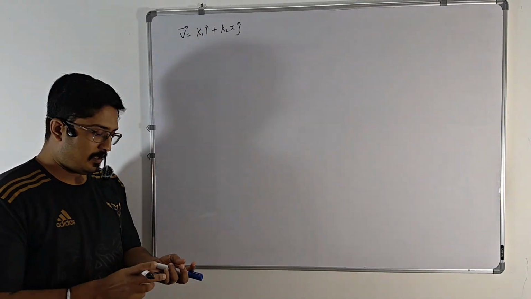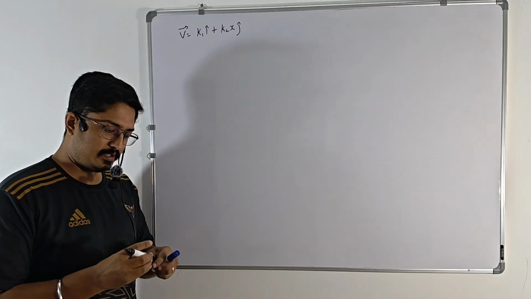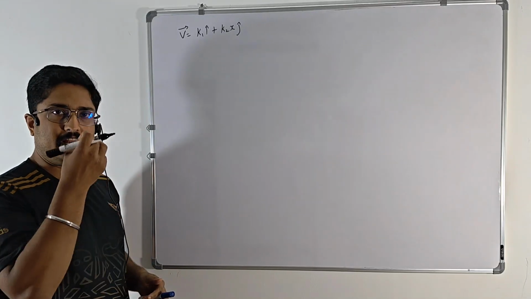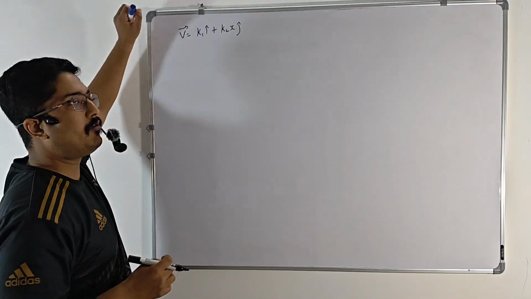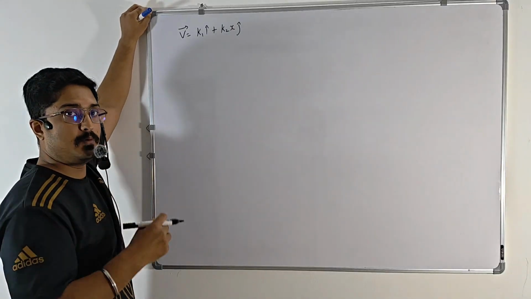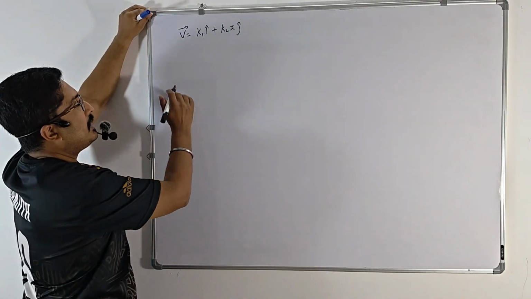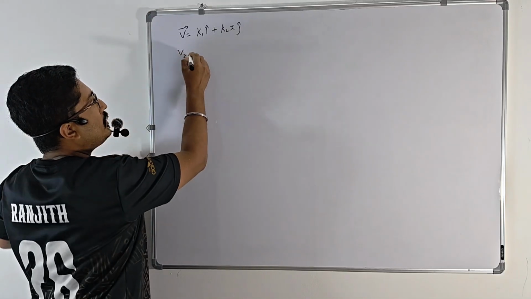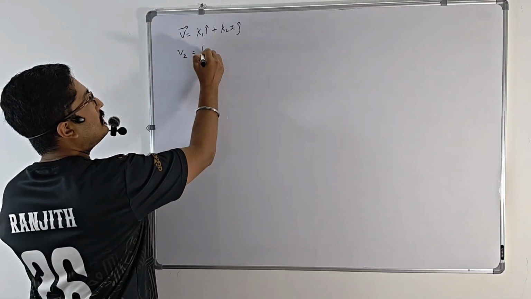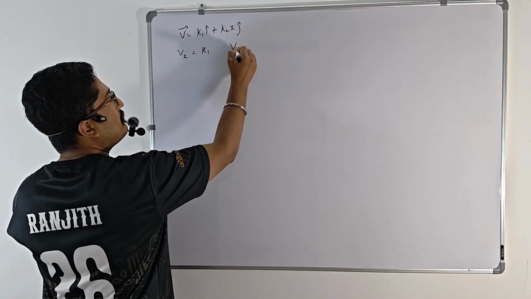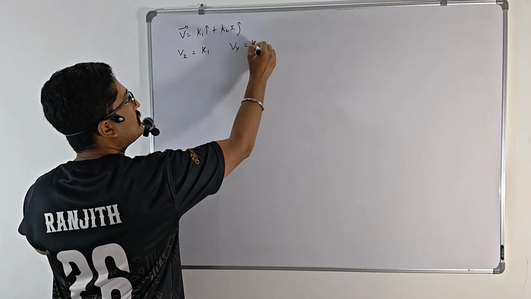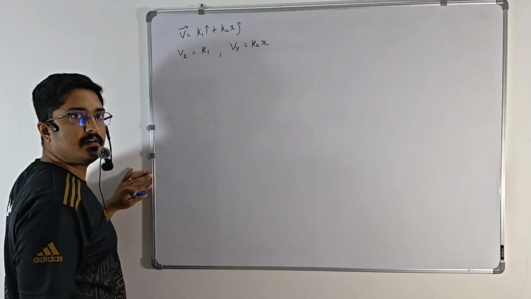Now from here, we have to find the trajectory. I think all of you would find this first part easy, because we apply the same kind of logic in projectile motion to find the trajectory of a projectile. So first, the x component of my velocity is k1 and the y component of my velocity is k2x, correct?